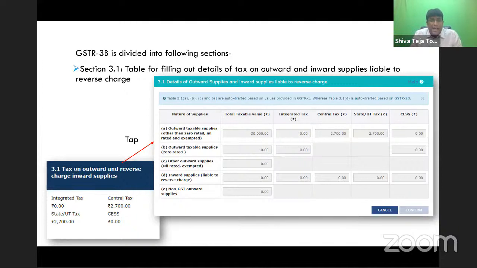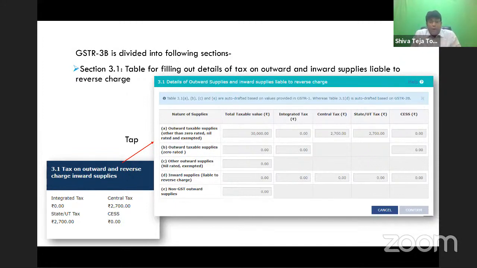So what are 3.1 A, B, C, and E? 3.1 A is outward taxable supplies other than zero rated, nil rated, exempted. 3.1 B is zero rated, 3.1 C is nil rated and exempted. And last, 3.1 E, non-GST outward supplies, where the tax column is dash, dash, dash. There is no tax to be entered there. The logic is simple because non-GST covers alcohol for human consumption or those five petroleum products where there is no GST at all. But you have to report it here, only for reporting purposes.